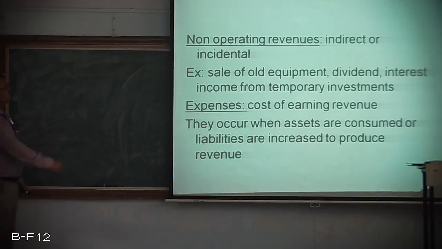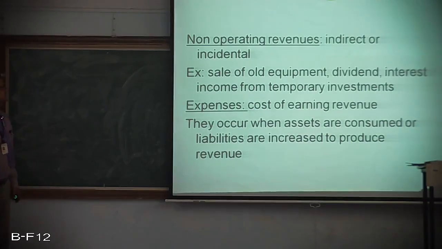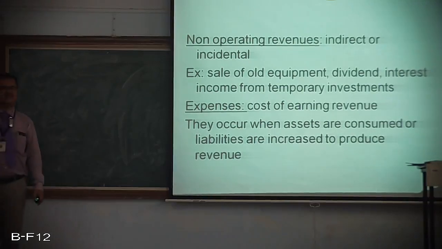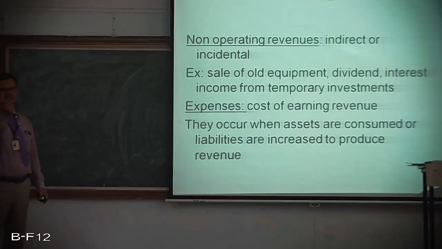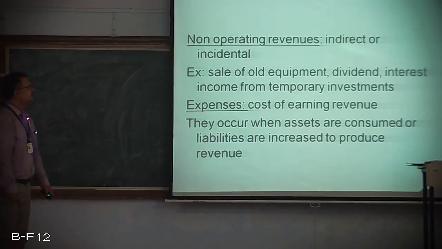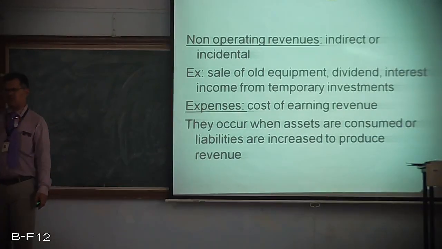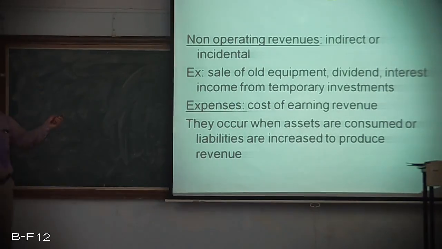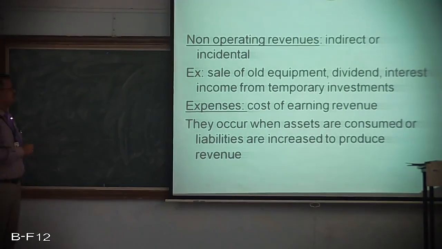Of course, the example I have given here is an example of non-revenue: the sale of old equipment, that is scrap, resale value of the scrap, and dividends, where the company gets a dividend for money invested, and interest or income from temporary investments. Sometimes an amount is invested for one year as a fixed deposit, and they get some income from it. So these are called non-operating revenues.